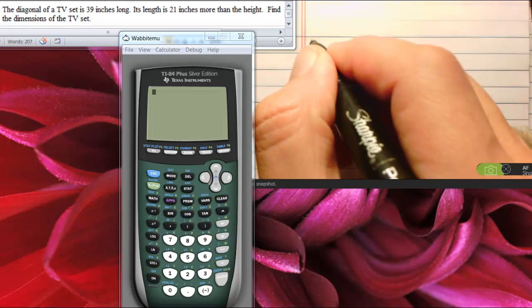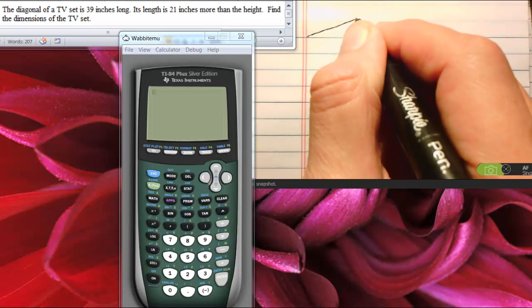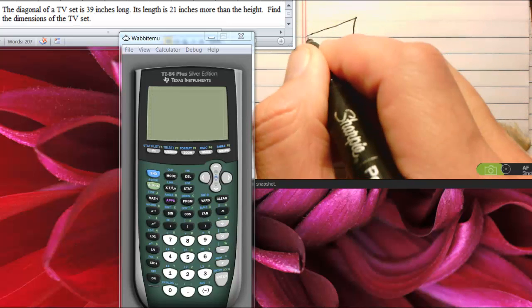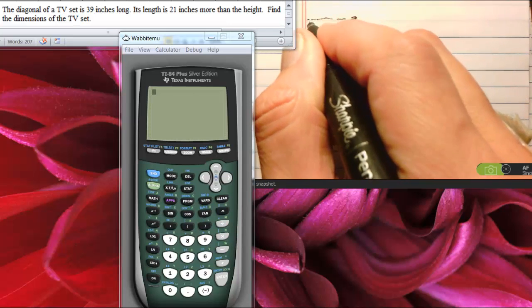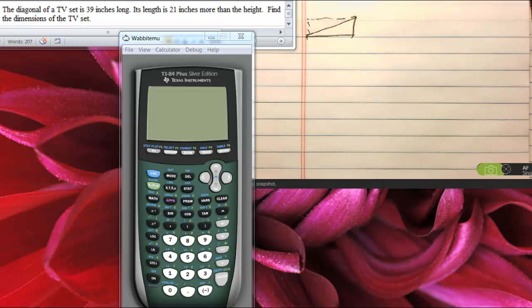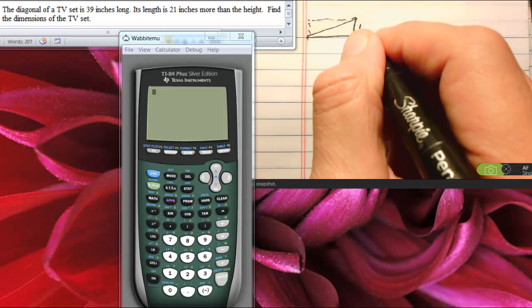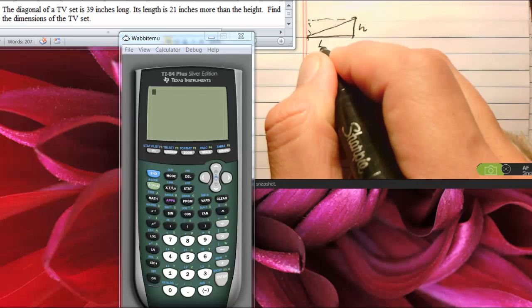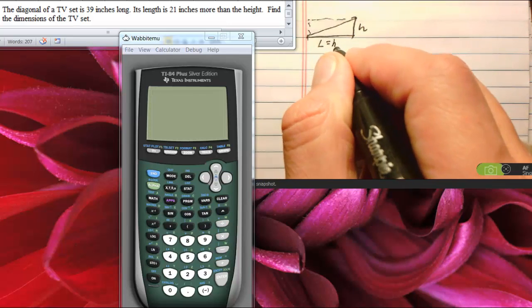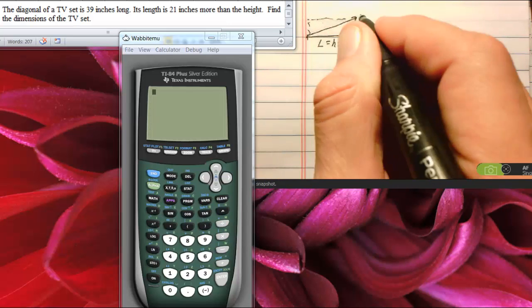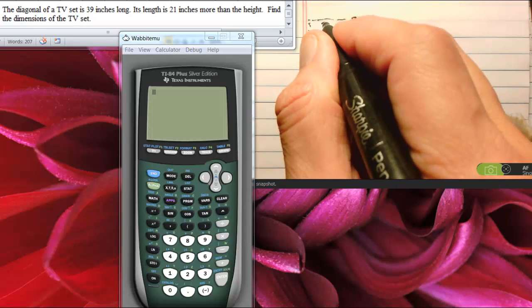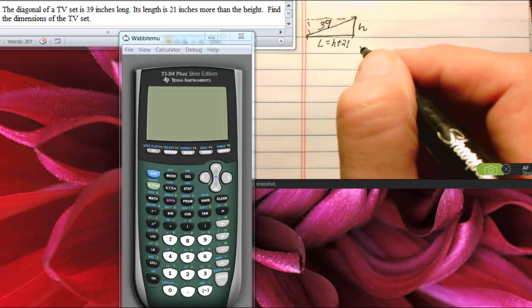Okay. So, how's this for a TV set? Of course, the other half is up here. It must be a widescreen. All right, here's the height. The length is 21 inches more than the height. And we're told that the diagonal, the hypotenuse, is 39 inches.